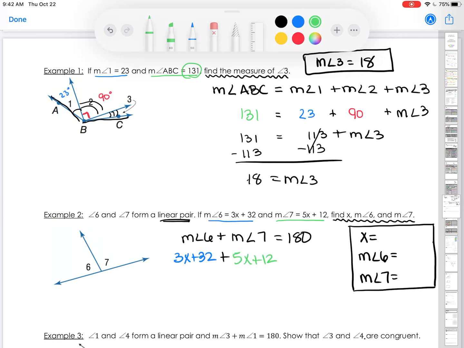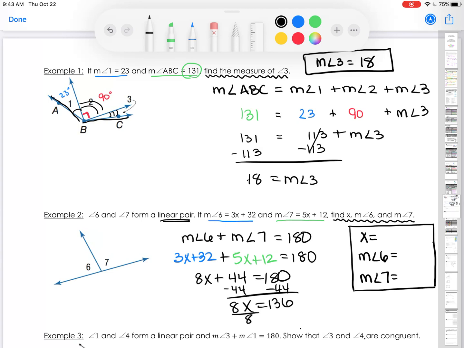So we can use this information to find x, which is one of our questions. And then we also need the measure of angle 6 and 7, so we can plug it back in. All right, so we'll combine like terms. 3x and 5x makes 8x. 32 and 12 makes 44. We'll subtract the 44 from both sides, and we'll get that 8x is equal to 136.